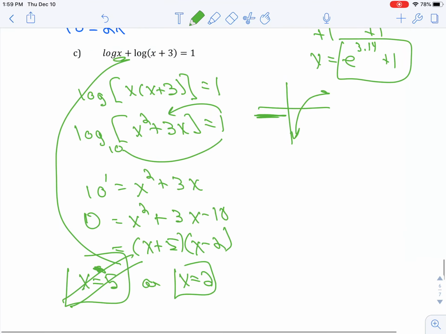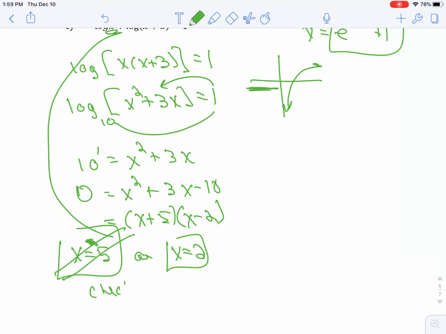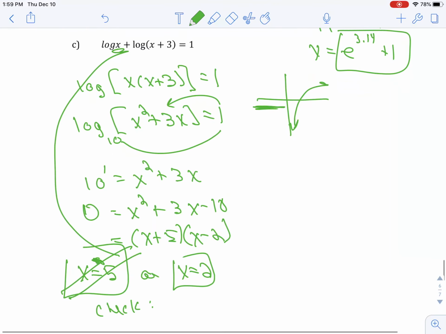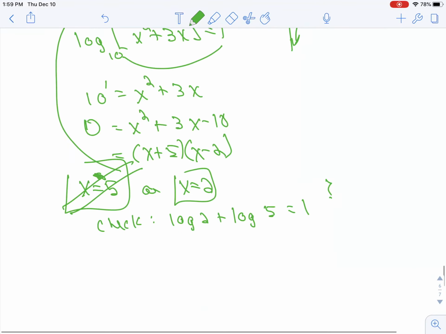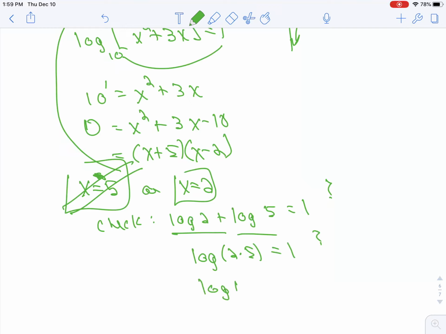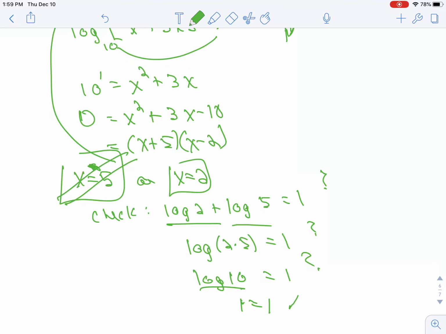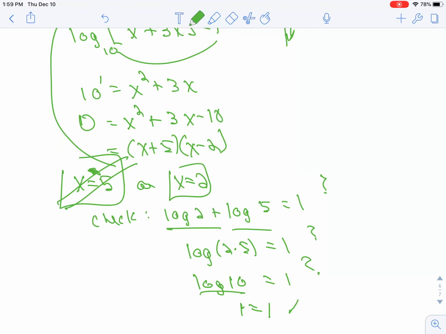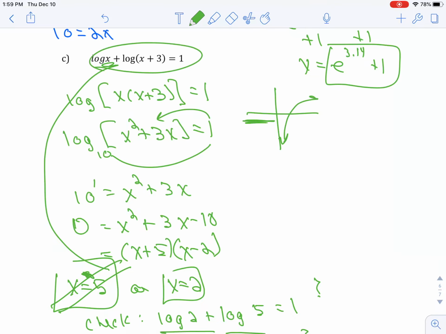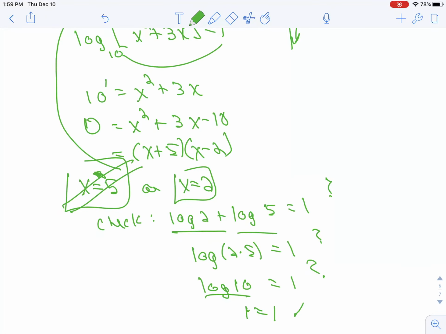X equals 2. If we check that one, we end up with the log of 2 plus the log of 5, and we want to know, does that equal 1? Because it's the sum of two logs, that becomes the log of the product, 2 times 5. So this becomes the log of 10. And the log of 10 we know is 1. So what that tells us is that this works, and that's what we wanted to confirm. So x equals 2 is the correct answer for that one.